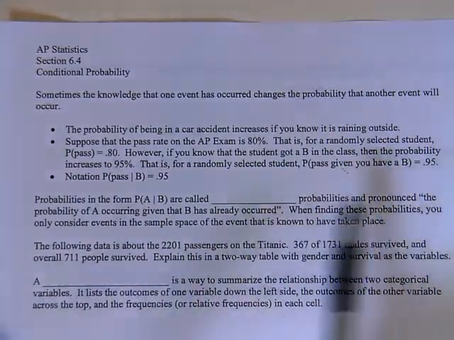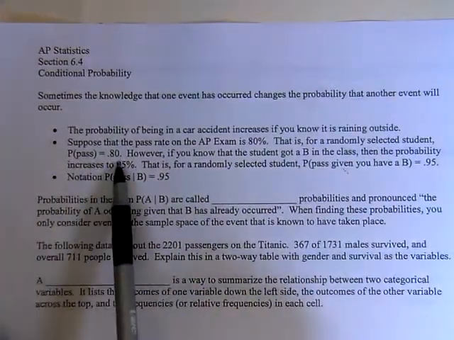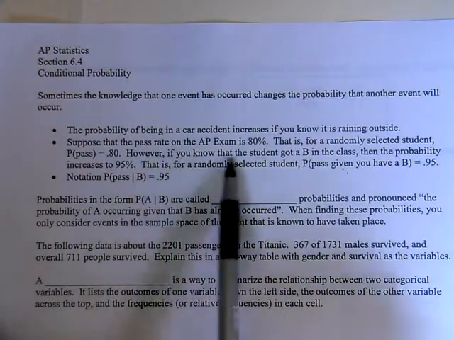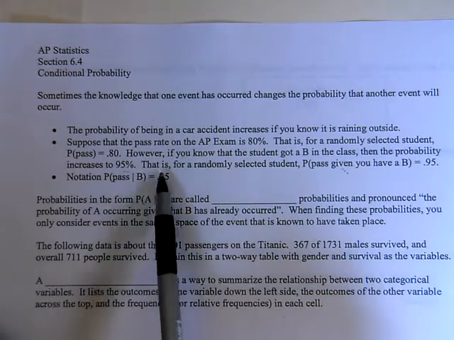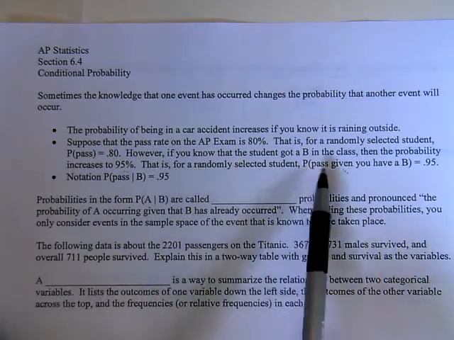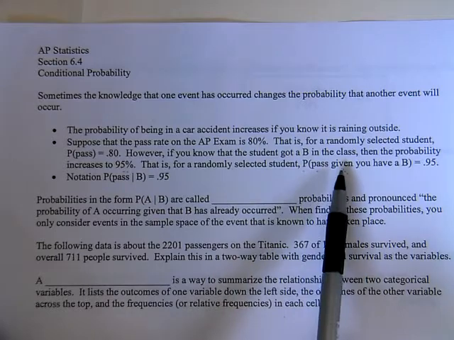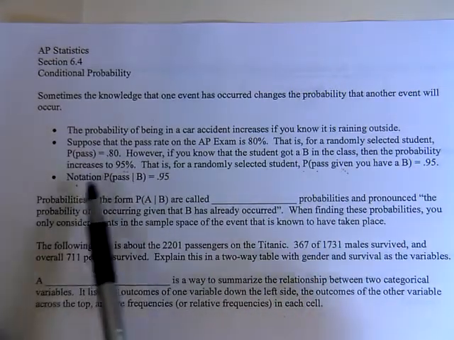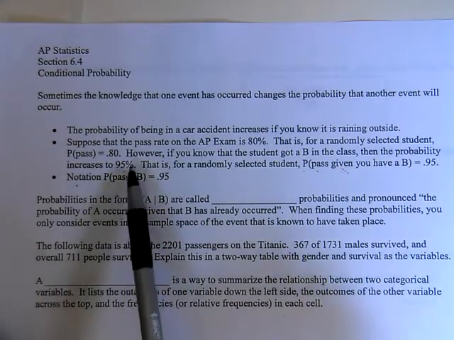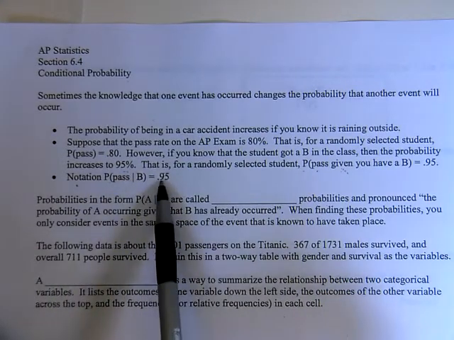Suppose that the pass rate on the AP exam is 80%. That is, for a randomly selected student, the probability that you pass is 80%. However, if you know the student got a B in the class, then the probability increases to 95%. That is, for a randomly selected student, the probability that you pass, given you have a B, is 0.95. So the notation is the probability that you pass slash B is 0.95.